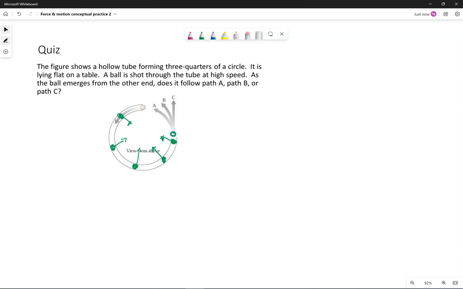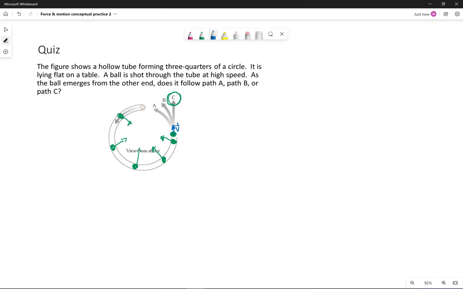But right now, as it comes out, there's no force towards the center anymore. If there's no force towards the center anymore, there's nothing to make it turn. So it's just going to move with a constant velocity. Same speed, straight line in that direction it had the instant it comes out. Because of how the tube is oriented, at that moment the ball comes out, it is headed directly in that direction of C. And so that will be the direction it maintains.